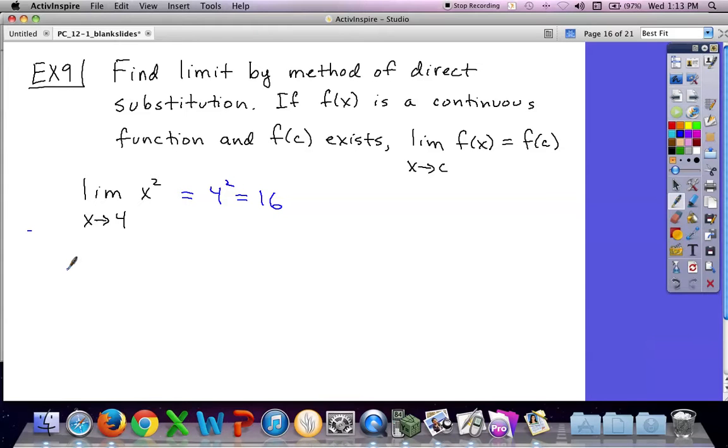Most of the time, what you get is like the first example that we did: if you plug it in, you get 0 over 0, which is called an indeterminate form. When you get that, you say, okay, I'm going to have to do one of my strategies to get rid of that, and then I'll try direct substitution again until it works.